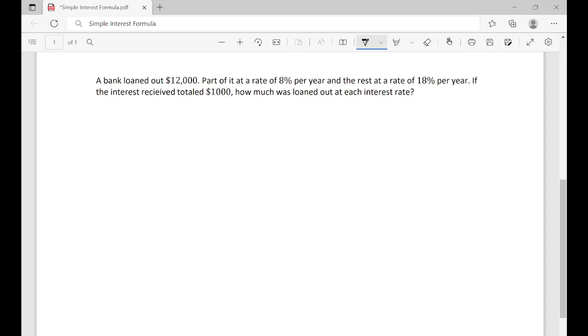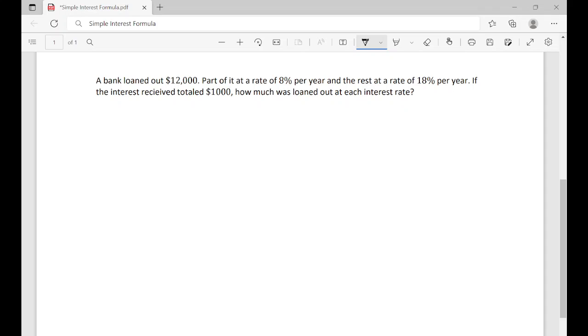So here's when it's going to be a little bit more involved. A bank loaned out $12,000, part of it at a rate of 8% per year and the rest at a rate of 18% per year. If the interest received totaled $1,000, how much was loaned out at each interest rate?